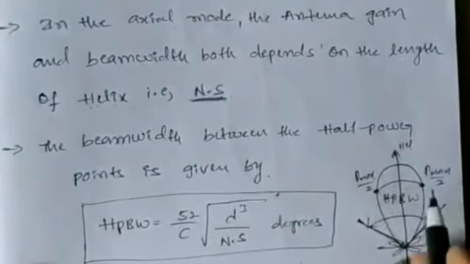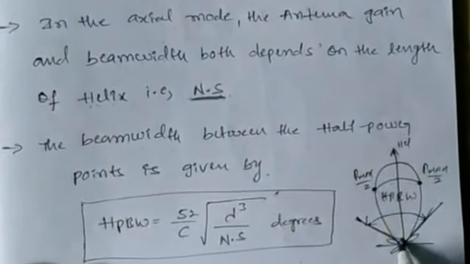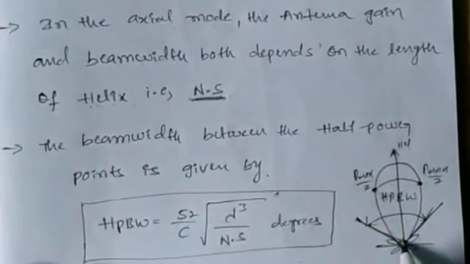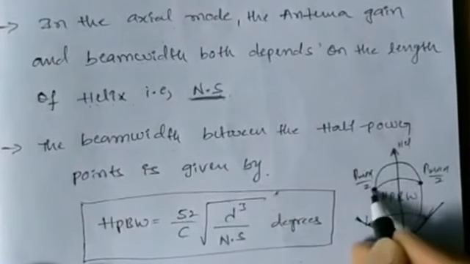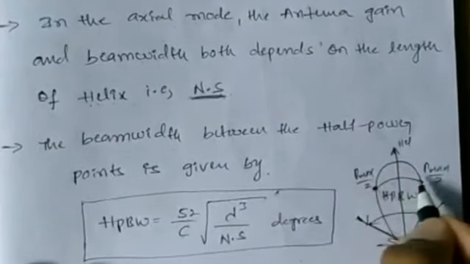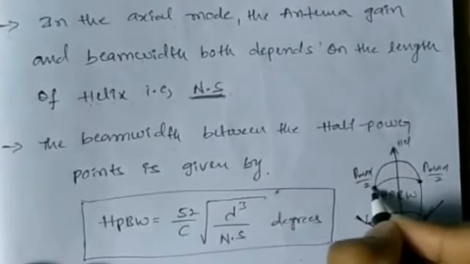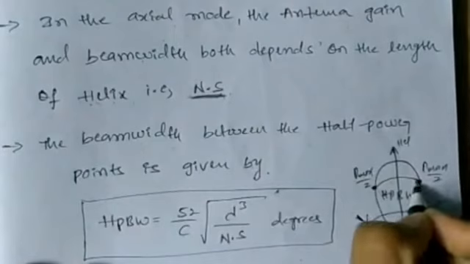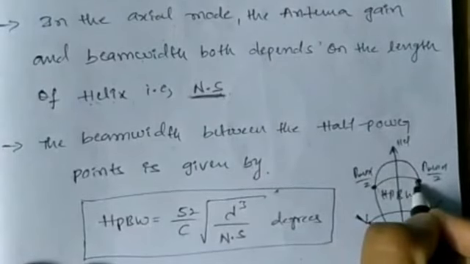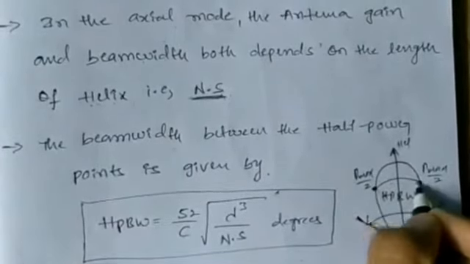How do we find the half power beam width? Generally, for finding the half power beam width, we have to consider the major lobe. On the major lobe only we find the half power beam width between two points. At those two points the power is half of its maximum power. Between those two points we find the beam width, that is nothing but the half power beam width.